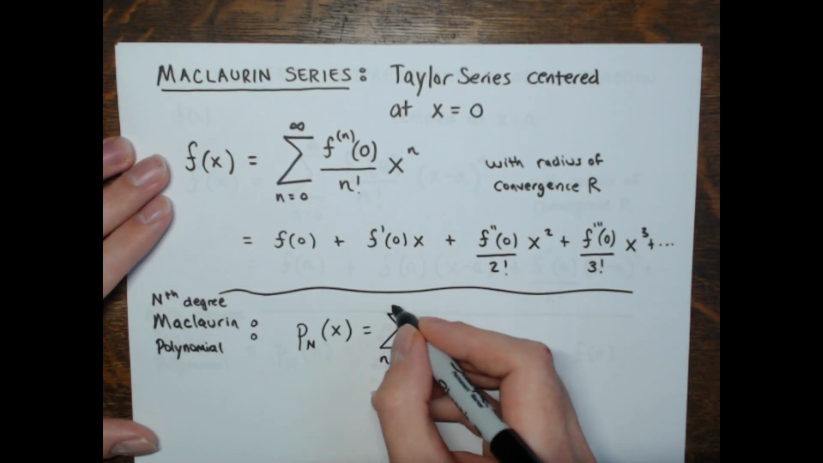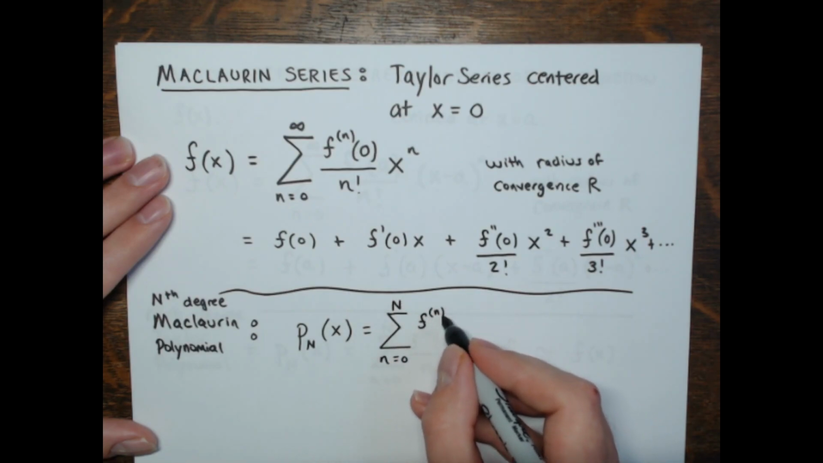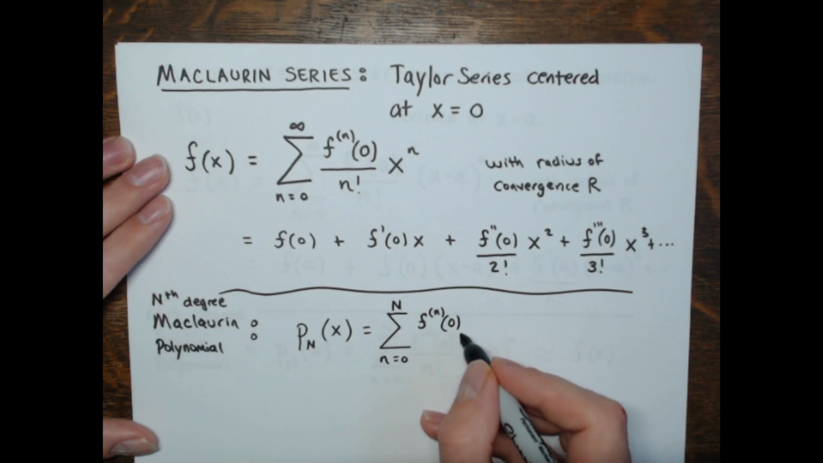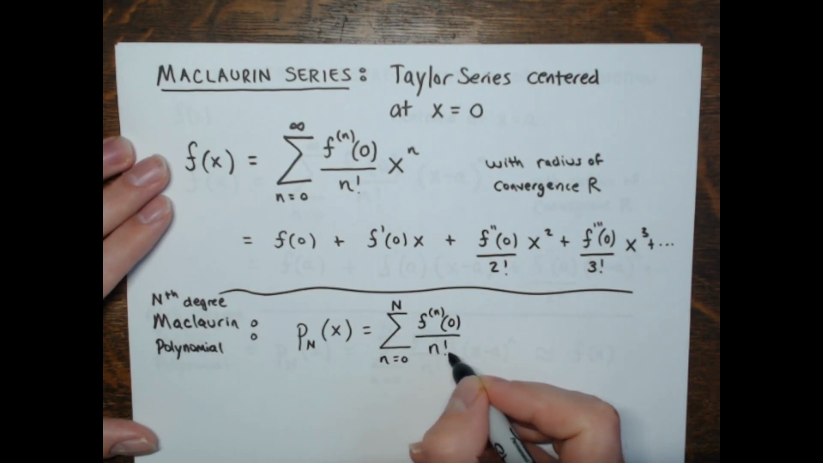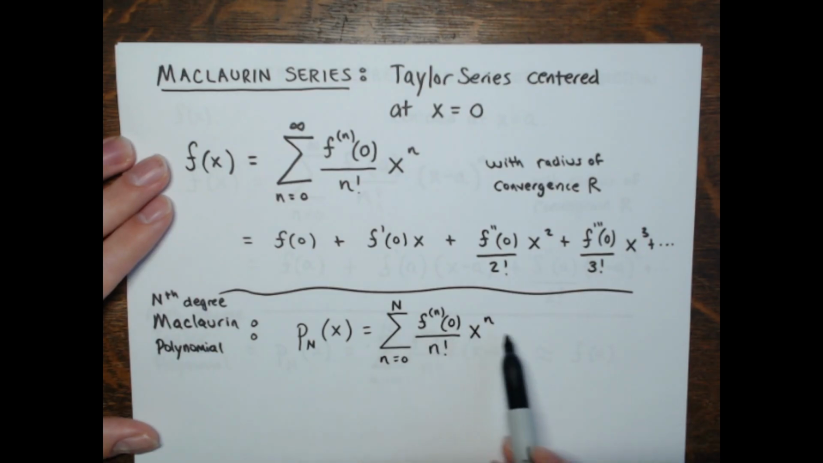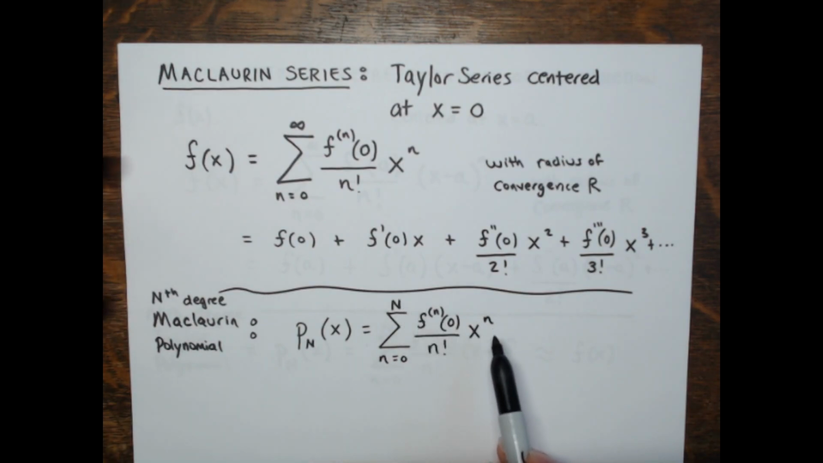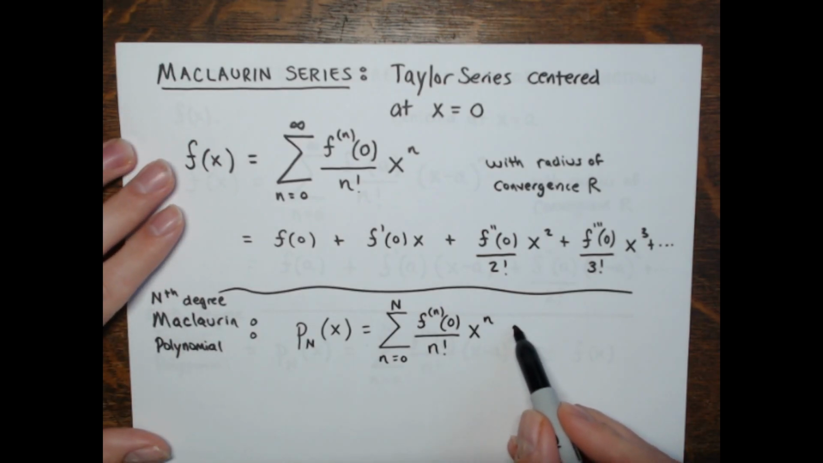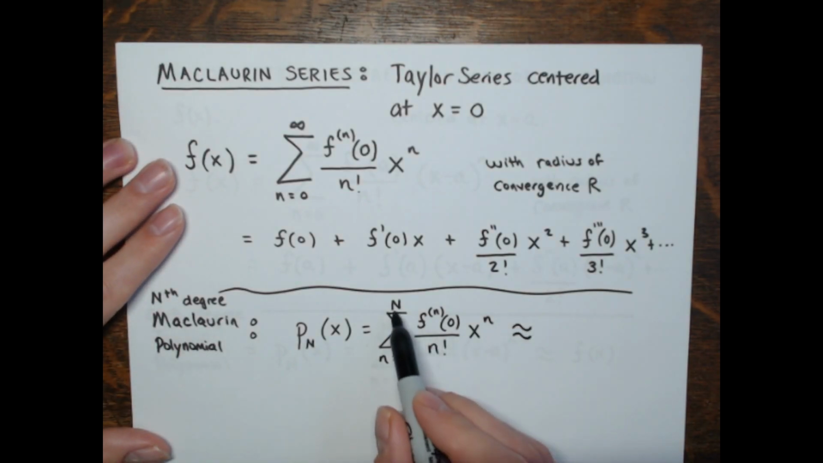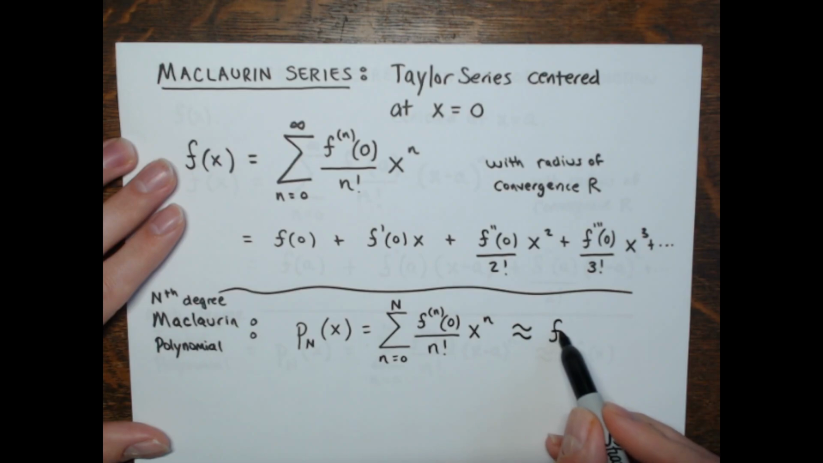So we're going from n equals 0 to capital N, and the coefficients once again are the value of the nth derivative at 0 divided by little n factorial times x to the little n. If you were to write out all these terms, it would stop at this capital N. You'd have a capital Nth degree polynomial. This isn't the entire series, but it should be an approximation of our function.